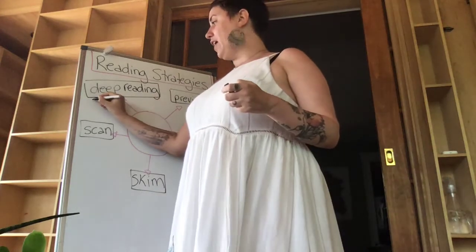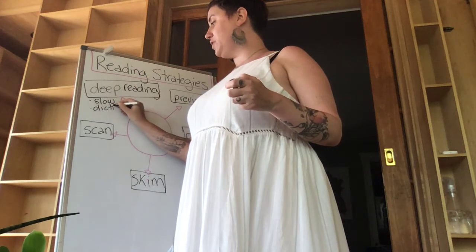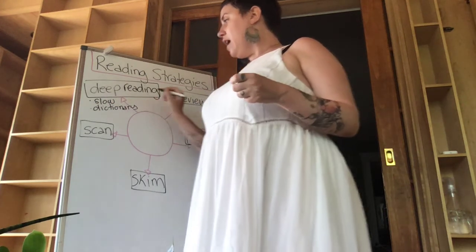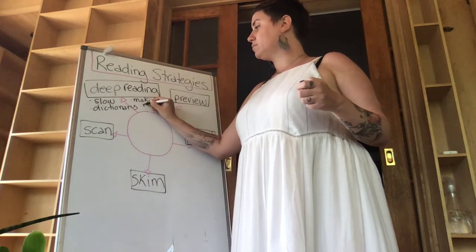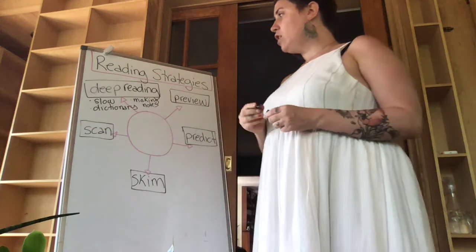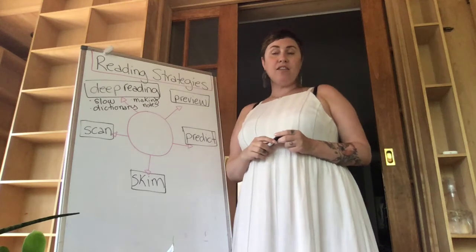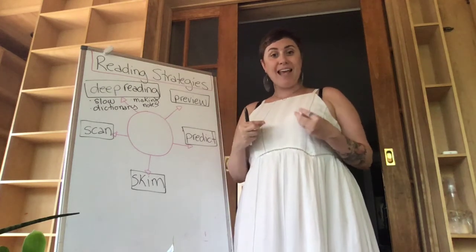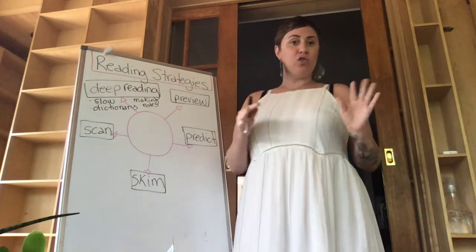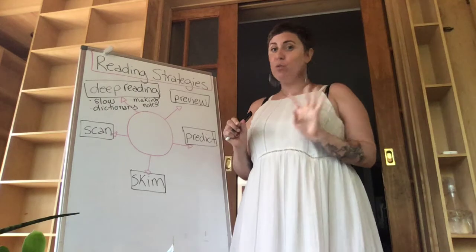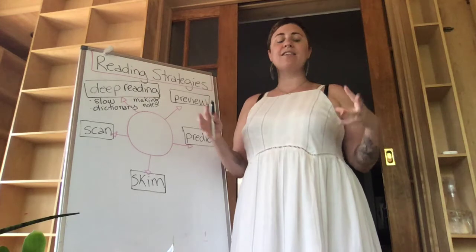Deep reading is very slow. Usually there is a dictionary involved, and you're usually making notes. So deep reading is the kind of reading that lots of students do because students feel anxious if they can't understand every single word. So what happens is that students read really slowly. They look up every word they don't know in the dictionary. They're making notes, and this takes forever.